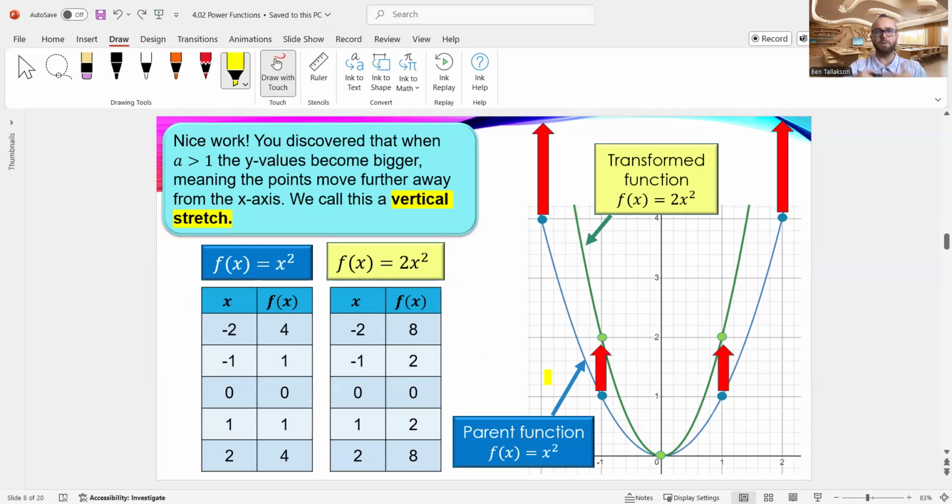But the y values become bigger, right? Meaning the points move further away from the x-axis. We can see that shown here by the red arrows. Those points are all moving up. So they're moving further away from the x-axis. You could call that a vertical stretch. Maybe think of your arms stretching up, okay? This is a vertical stretch. So anytime a is greater than 1, that's the transformation that's happening.